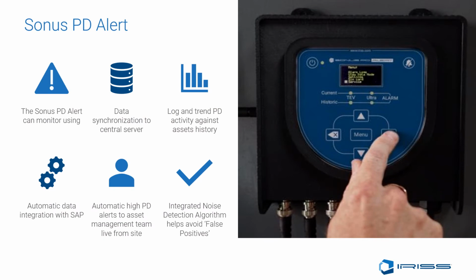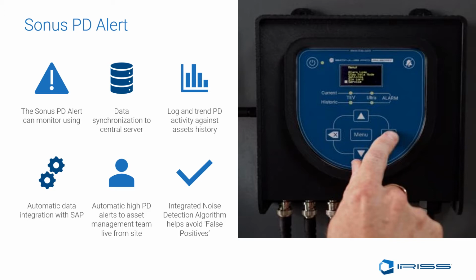The Sonos PD Alert offers a site the ability to remotely monitor for partial discharge events in the transient earth voltage and ultrasound range. The Sonos PD Alert is an asset-mounted device for indicating the presence of partial discharge in high voltage switchgears, ring main units, better known as RMUs, and dry-type transformers. It's designed for use in small substations. The instrument can activate locally and remote alarms in addition to local indications.